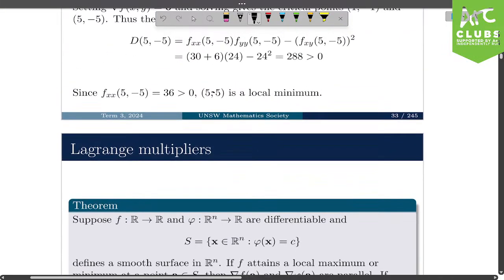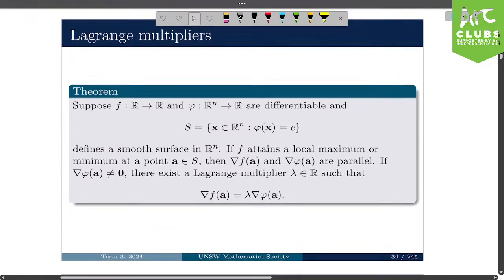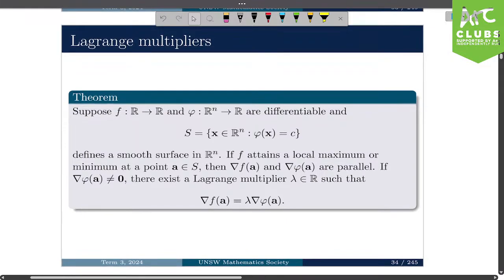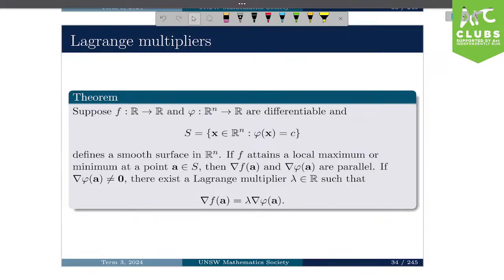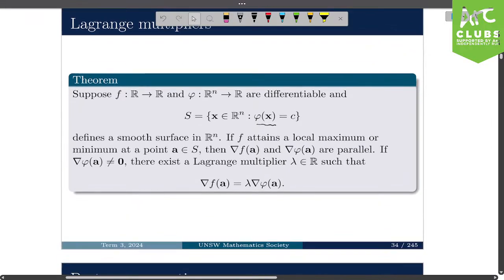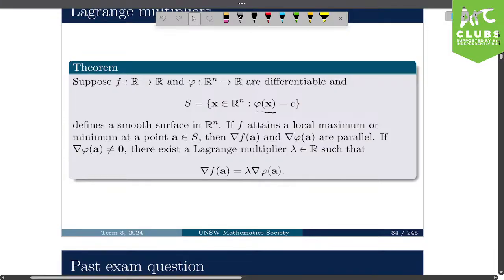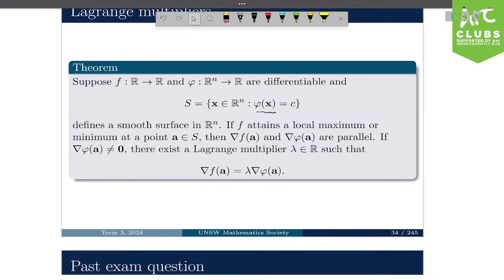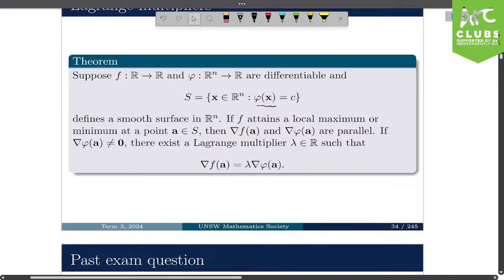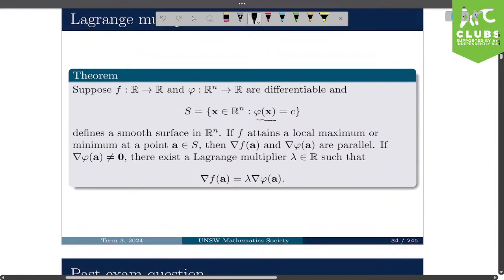Sorry, negative 5 is a local minimum. And then Lagrange multipliers. Suppose that f and g are differentiable, where X is a subset of Rn, and g(x) = c defines a smooth surface in Rn. If f attains a local maximum or minimum at a point A, then the gradient of f(A) and the gradient of g(A) are parallel. And if the gradient of g is not equal to 0, then there exists a Lagrange multiplier such that we obtain this expression over here.